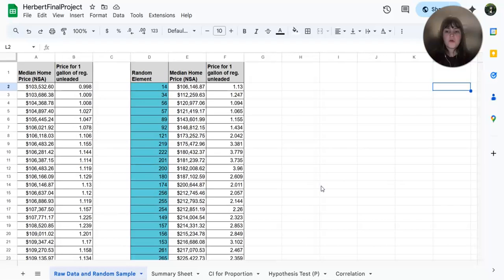This first sheet shows the raw data and my random sample. The original population size was 330, and from there I used the rand function to select a random sample of 30.